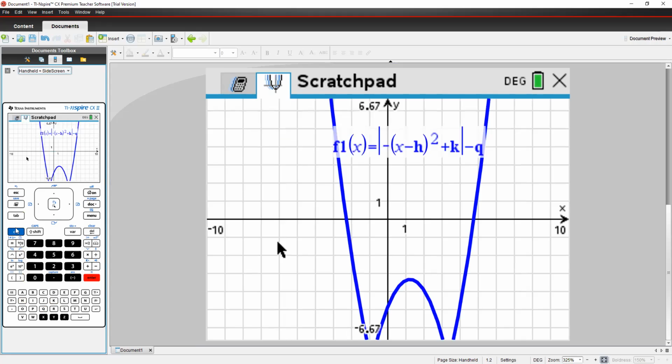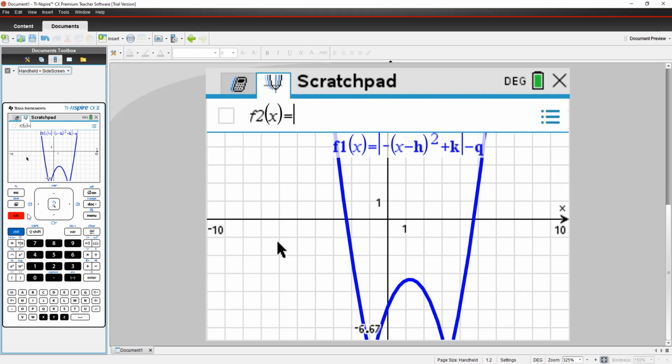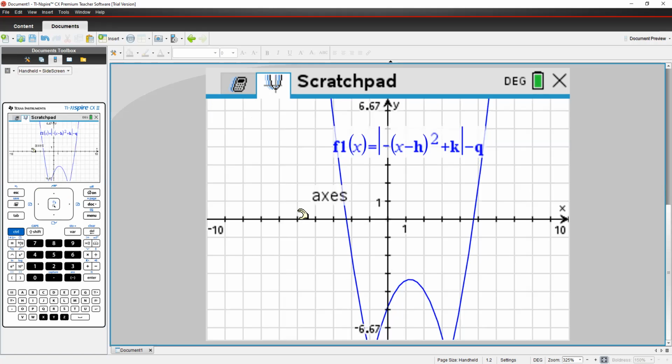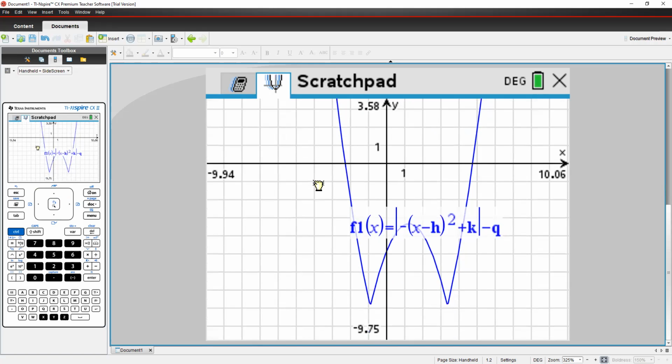Oh, let me say one quick thing. I forgot to say this. If you look, the h, the k, and the q are bolded, which means they are variables, which means there are numbers stored in those letters. That's why those letters are bolded. That means that those are actual variables. Now, okay, so now when I graph this, you can see, let me pull this up a little bit.